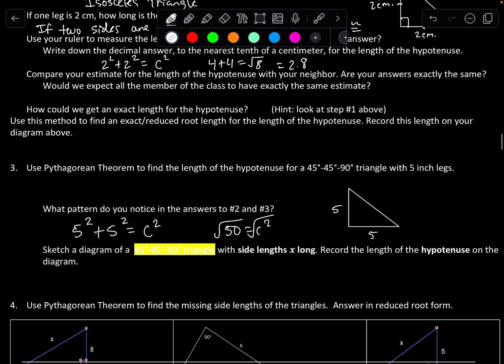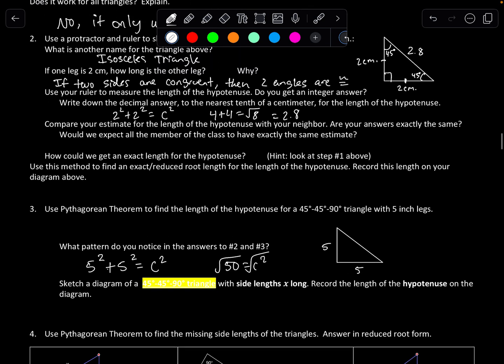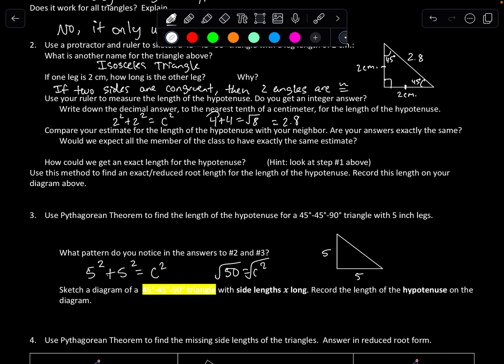And this is what we're going to get into. So if we go back to this original problem, we did 4 plus 4 was the square root of 8. Well, can we simplify the square root of 8? I'm going to do it right here. What's this square root of 8 simplified? Well, it's 2 root 2.